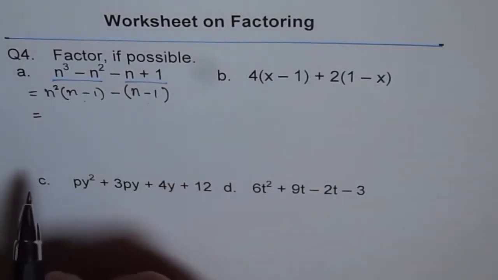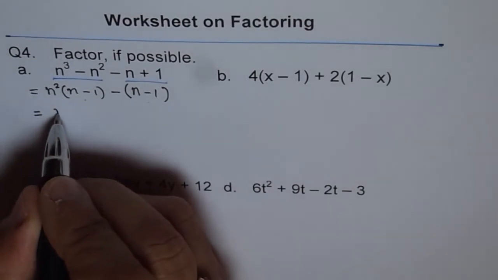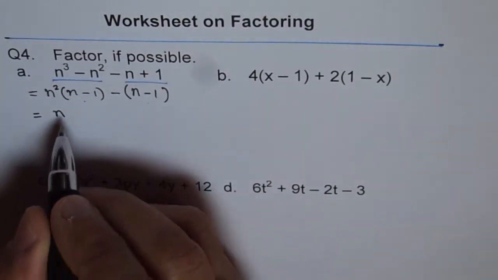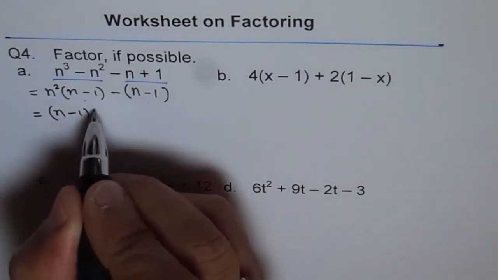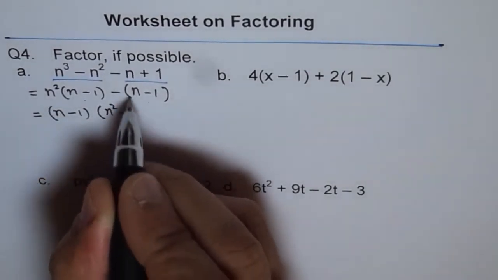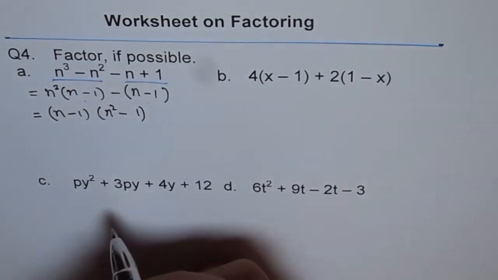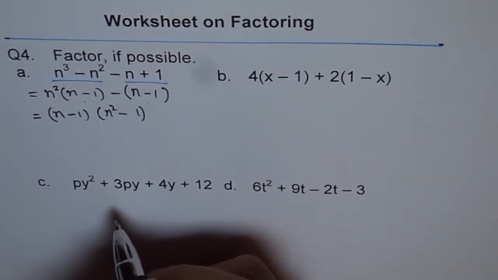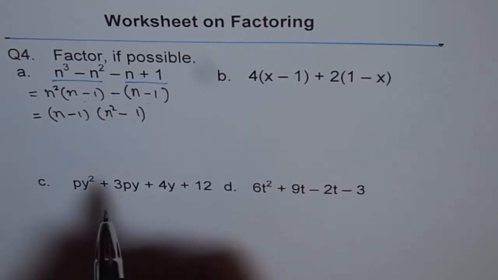Now we find that n minus 1 is a common factor in these 2 terms. So let's take that as common. And when you divide this by n minus 1, you get n square minus 1. So that seems to be the factored form. Factoring really means that you have to factor until and unless there are no common factors.